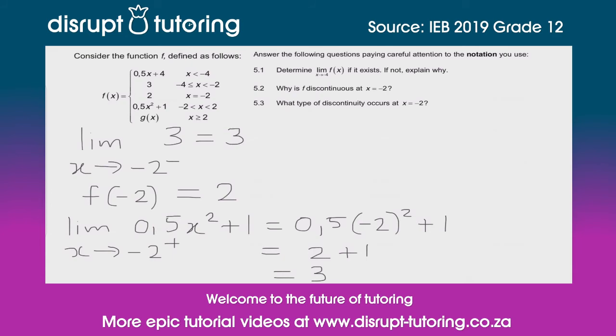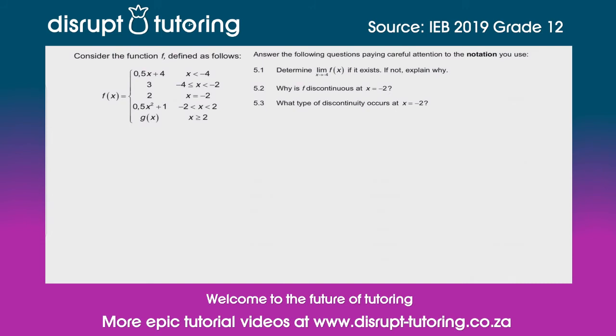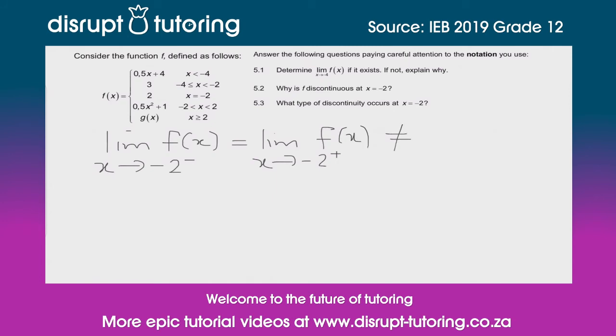So to conclude why f is discontinuous, we would say the limit as x tends to minus 2 from the left of f of x is equal to the limit as x tends to minus 2 from the right of f of x, but is not equal to f of minus 2. Therefore, f is discontinuous at x equal to minus 2.